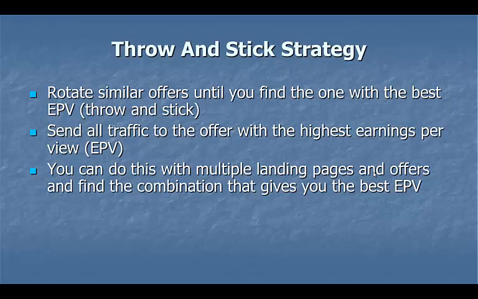You can do this with multiple landing pages and create really engaging, eye-catching landing pages, and then rotate a variety of different offers and find the best combination that gives you the best EPV. So, for example, you might have 10 different landing pages that you're rotating and then sending it to 10 different offers, which gives you 100 different combinations. Out of those 100 combinations, you could find the one combination that gives you the highest EPV, and then all of a sudden send your traffic right through that combination and generate a huge amount of money.